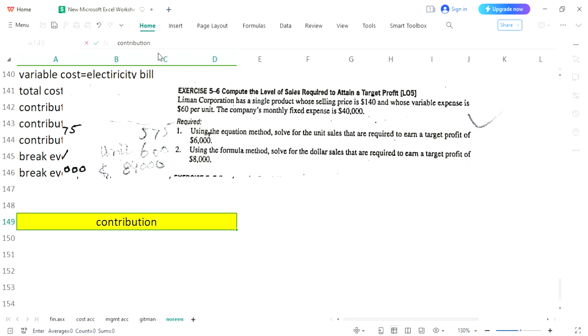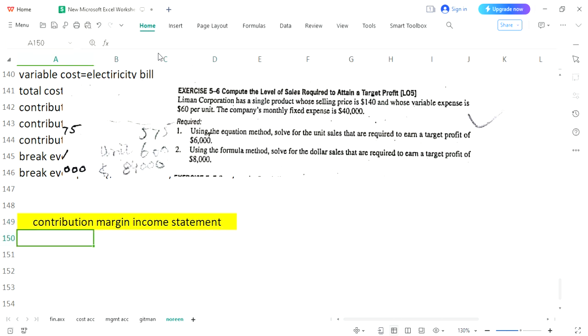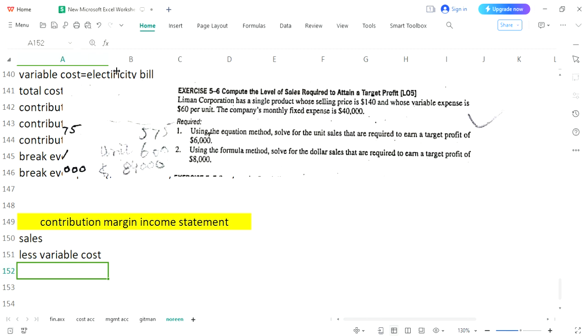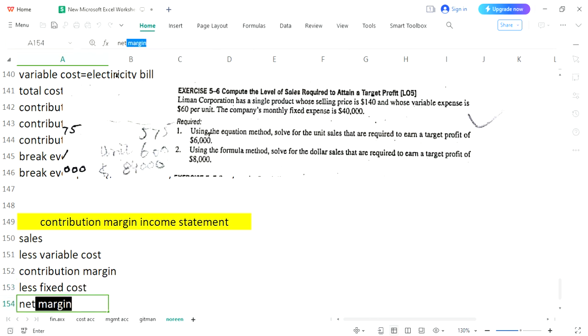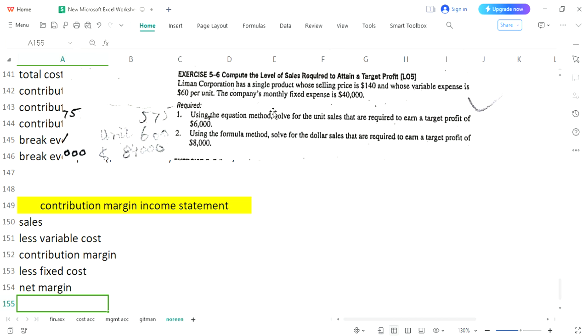Contribution margin income statement. Alright, and the first thing which you will write over here would be sales. I'm very hopeful now you have no need of thinking, it must be in your mind. So you will subtract variable cost. This way you will be able to get your contribution margin, and then you will again subtract your fixed cost, with which you will get your net margin. So this is our income statement.